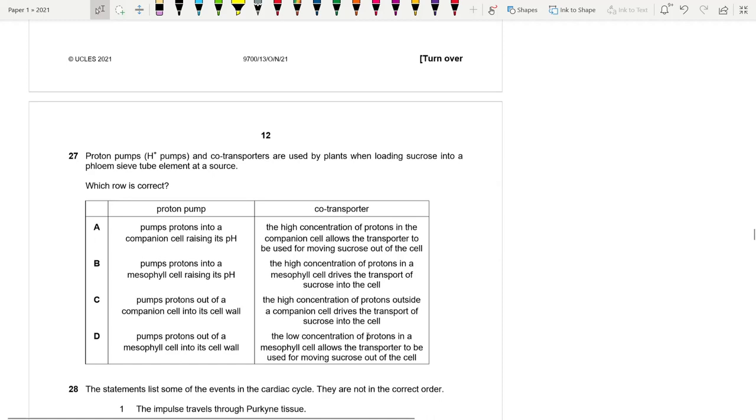27. Proton pumps and co-transporters are used by plants when loading sucrose into a phloem sieve tube element at a source. Which row is correct? Proton pump pumps protons into a companion cell, raising its pH. No, we actually pump it into the cell wall. Pumps protons out of a companion cell into its cell wall. This looks good. 27C looks good. The other descriptions are wrong. We actually pump it out from the companion cell into the cell wall of the companion cell. Okay, and then what happens, the co-transporter actually brings the protons back into the companion cell along with sucrose.